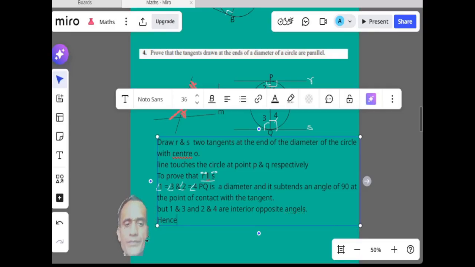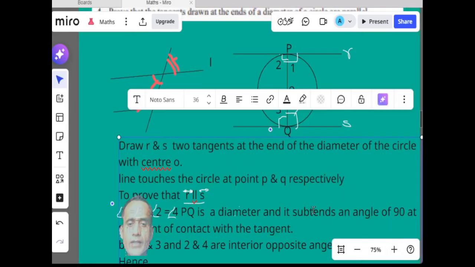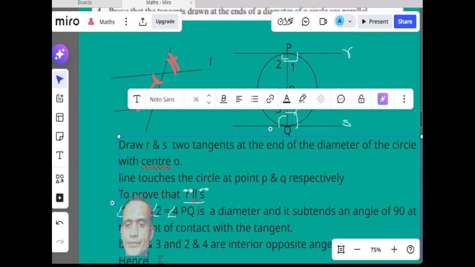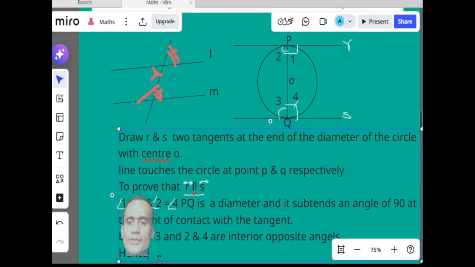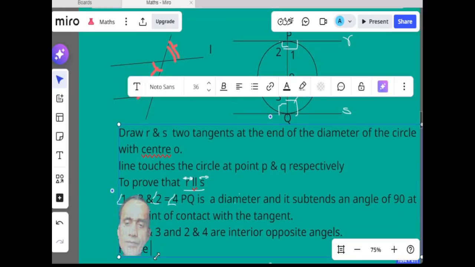We can say that line R is parallel to, and this is what we were asked to prove.